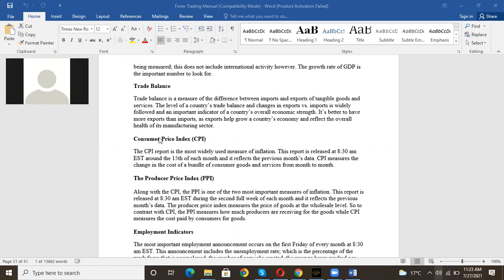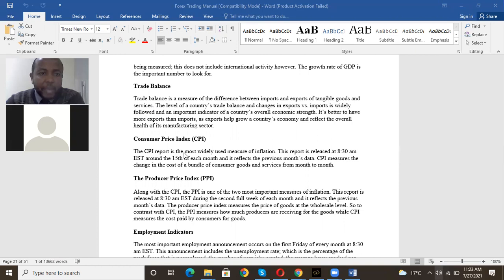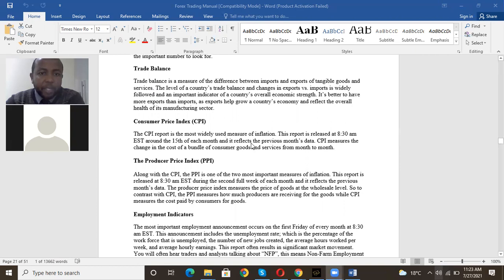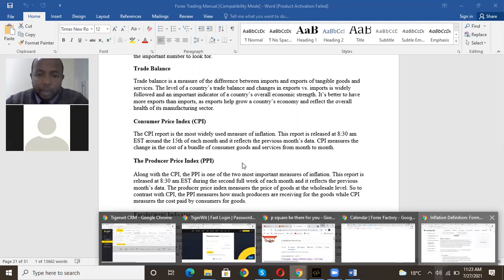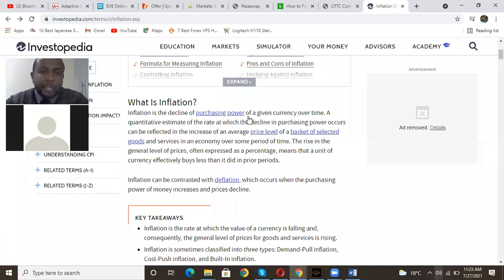So let's continue. Consumer price index. Under consumer price index, we are looking at CPI. This is the report most widely used to measure inflation. I was talking a lot about inflation today. We have said inflation is basically where the prices are going up. It's good I always have this, because mostly it's the decline of purchasing power of a given currency over time. Just remember that.